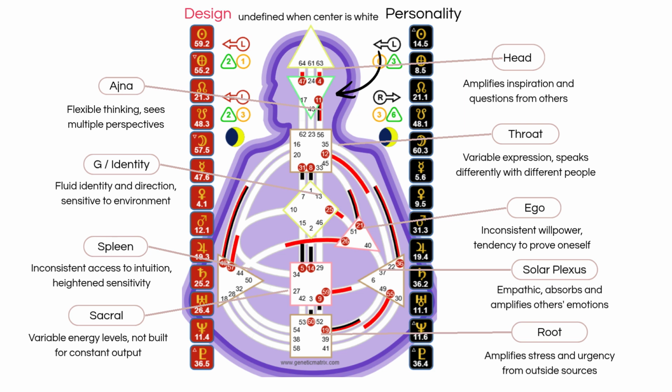An undefined sacral would make you a non-energy being with variable energy levels, and you're not built for constant output. An undefined solar plexus causes a certain empathic nature which absorbs and amplifies others' emotions. And finally, an undefined root amplifies stress and urgency from outside sources.